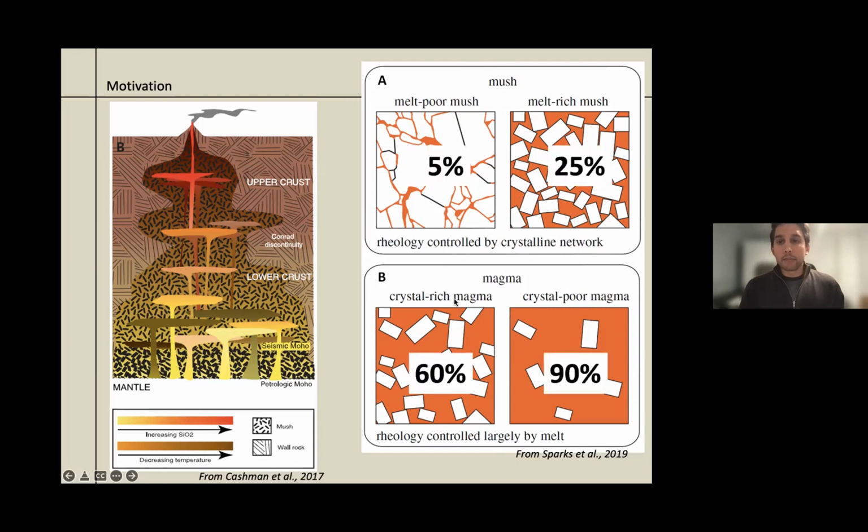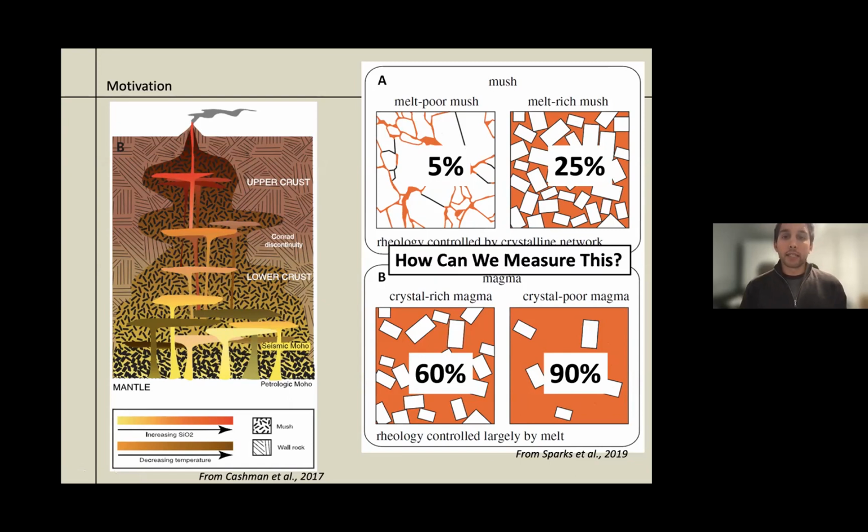And just to kind of pin some numbers on here, no one really agrees exactly where these transitions occur, but you could have 5% melt would be a melt poor mush, 25% would be a melt rich mush. And then you have this transition to magma at some point, maybe around 30 to 50%, and you end up with a crystal-rich magma at 60%. And of course, you could have a pure liquid magma at the far end of the spectrum with 90% melt. And again, I'm focusing mostly on silicic or rhyolitic systems here.